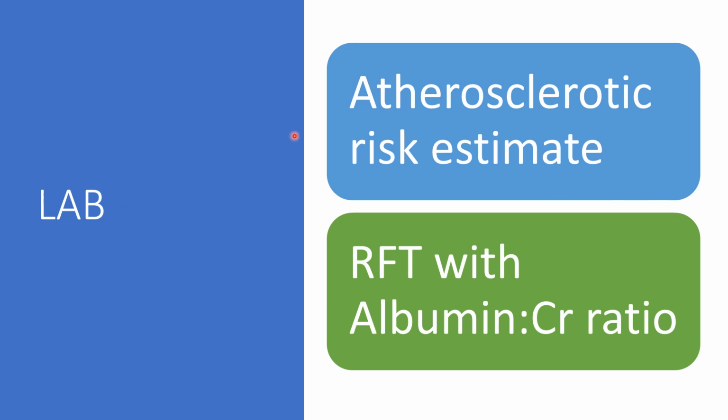Then we're still in laboratory, the atherosclerosis risk estimate, we can have that done, because once we have this and the lining of the artery is thickened, then the force to pass through it will be higher, which is responsible. That could be the case. Renal function test with albumin to creatinine ratio, if the center is well equipped to get that done, that will be great.